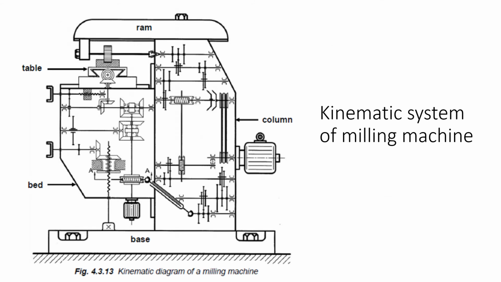Kinematic system of milling machine. The kinematic system, comprising a number of kinematic chains of several mechanisms, enables transmission of motion and power from the motor to the cutting tool for its rotation at varying speed and to the work table for its slow feed motion along X, Y and Z directions. In some milling machines, the vertical feed is given to the milling cutter.